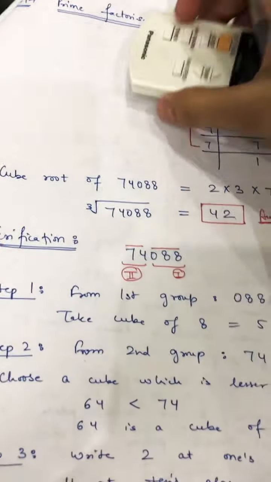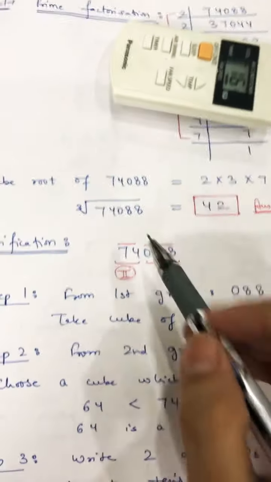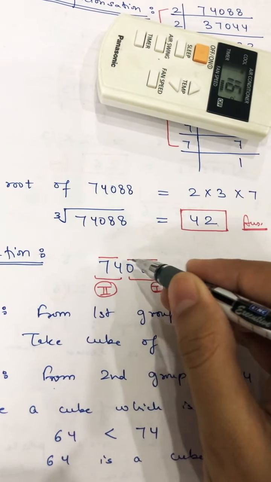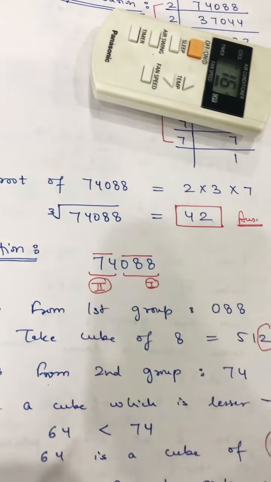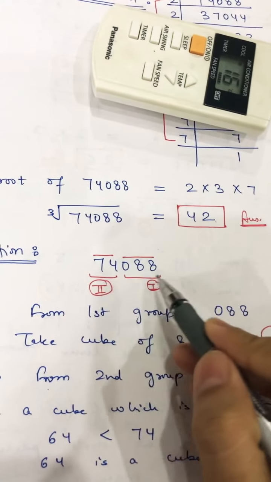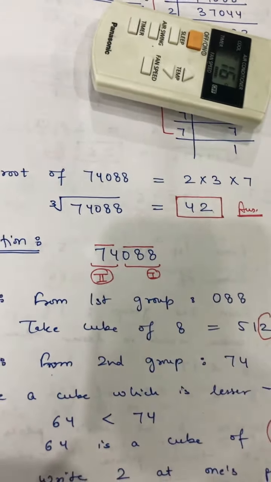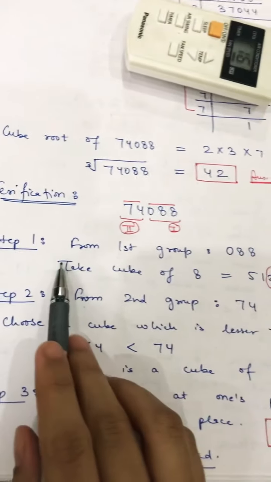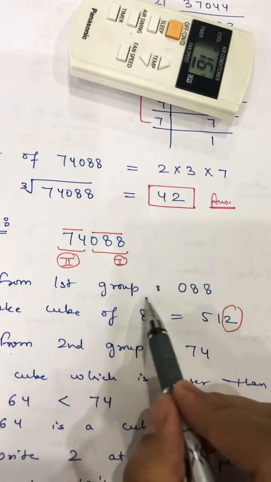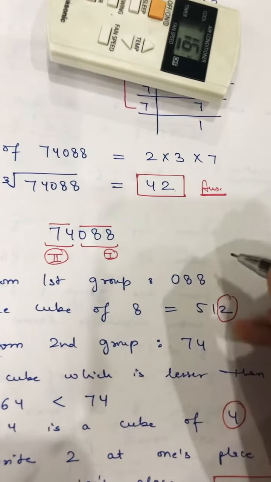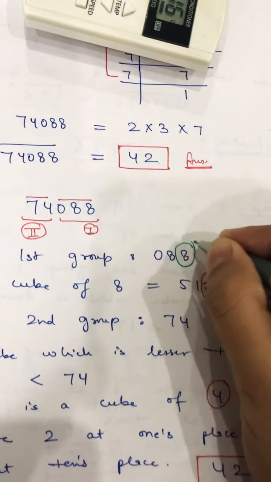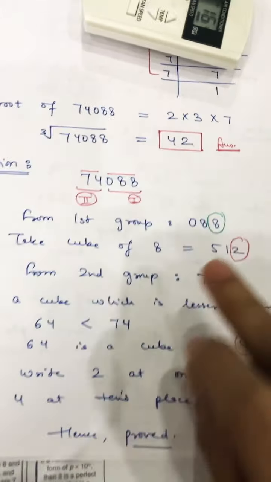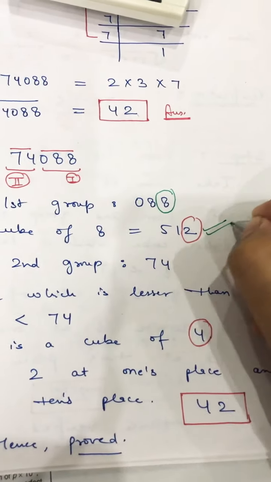Now let's start the verification with the shortcut method. You have to start from the last digit. Put a bar on 3 digits, and whatever digits are left, put a bar over there. The digits in the first bar are your first group, and this is your second group. Now step number 1, take the first group. From the first group pick the last value and take the cube of 8. The cube of 8 is 512. Now you have to write down only 2 in the answer.